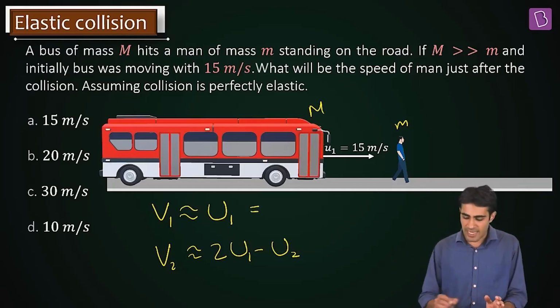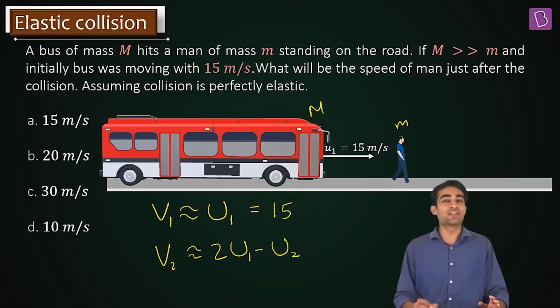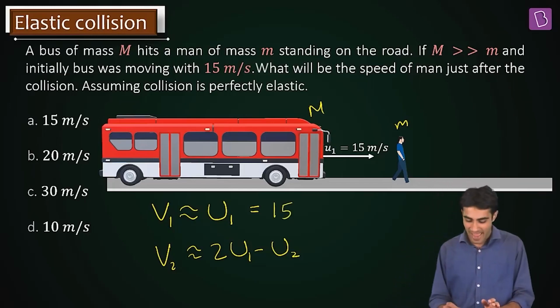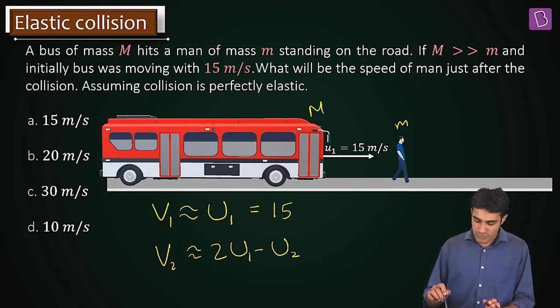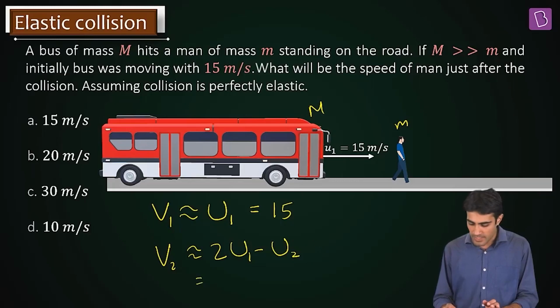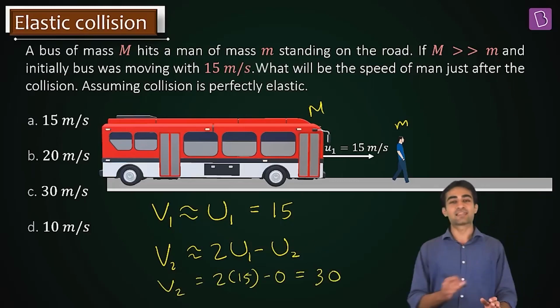V1 is approximately equal to U1, and this comes out to be 15 meters per second. And what is V2? Well, V2 we can see is twice of U1, twice of 15 minus U2. U2 is 0. So, we get the value of V2 as 30 meters per second.